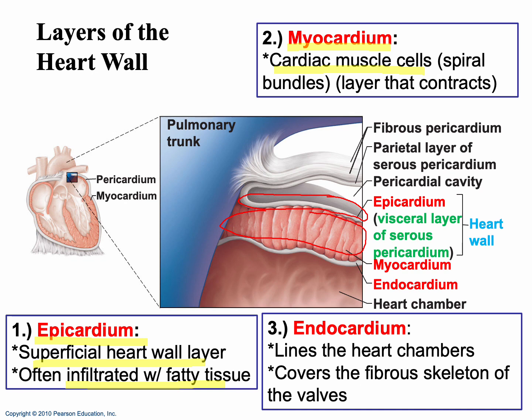And then finally, number three, we have the endocardium. So the endocardium is the innermost heart wall layer. It's going to line the heart chamber. So it's going to line your ventricles, right and left. It's going to line the atria, the right atrium, left atrium. And not only that, but it also covers the fibrous skeleton of the actual valves. Our AV valves and our semilunar valves. So very important to make sure that you know the heart wall layers. And again, with the endocardium, where we find that on the diagram here, we're talking about this very thin layer here that's kind of white.